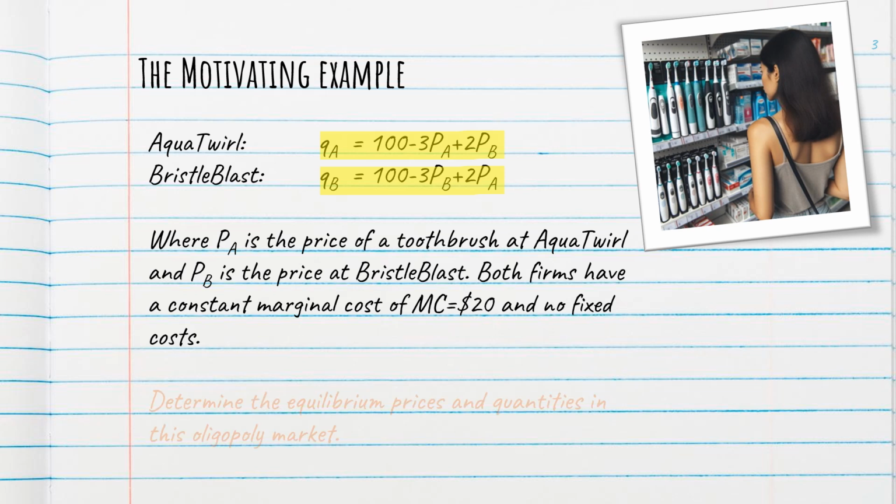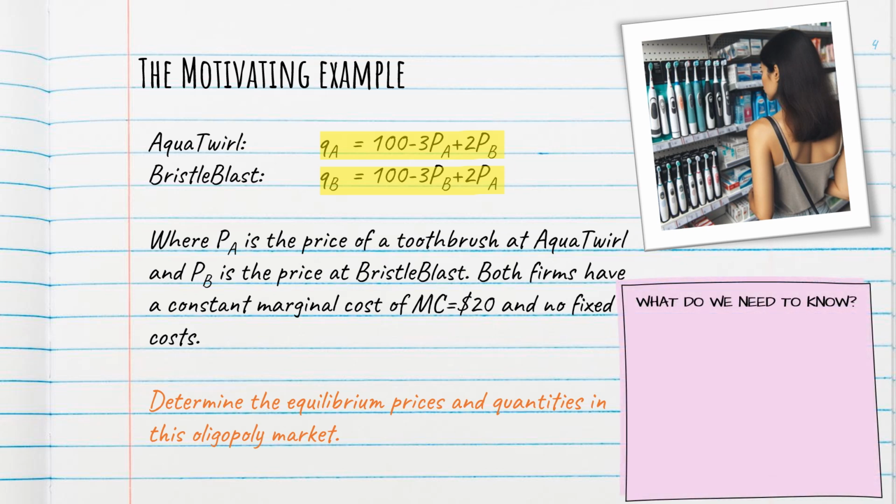Our goal in this question is to determine the equilibrium prices and quantities in this oligopoly market. What do we need to know in order to answer this question? We need to know the two firms' demand curves, as well as each firm's marginal cost, average cost, or total cost. Here, we're told the marginal cost is 20 and that there are no fixed costs, and that makes this question quite simple to solve. It will be a little bit more challenging if we had some sort of upward sloping marginal cost curve.